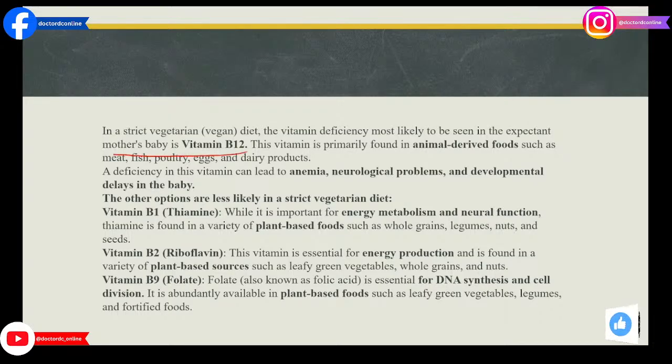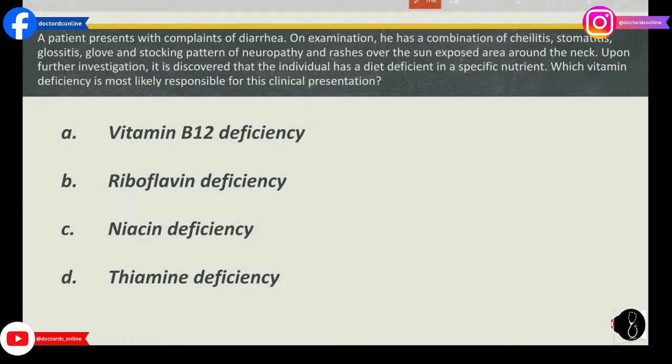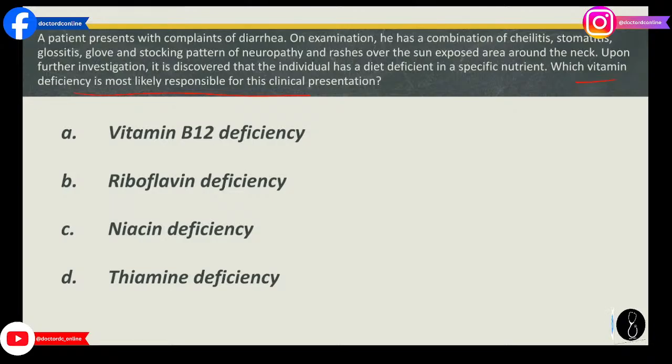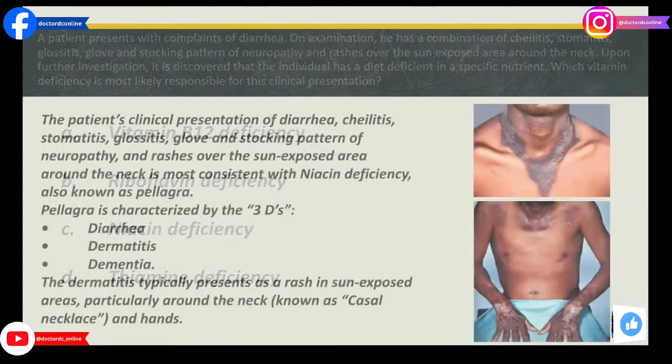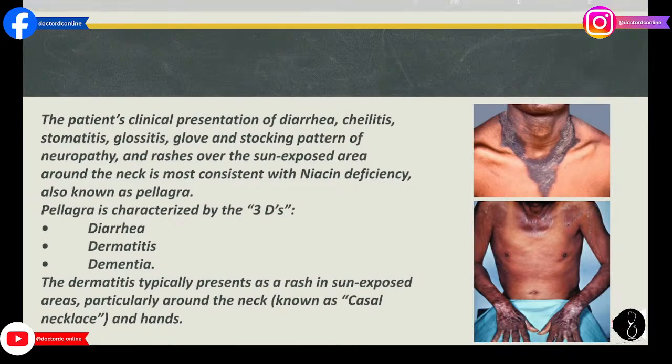In question 32, a patient with diarrhea, cheilitis, stomatitis, glossitis, glove and stocking neuropathy, and sun-exposed neck rash most likely has which deficiency? Option A, vitamin B12, option B, riboflavin, option C, niacin, or option D, thiamine. These symptoms are classic for pellagra caused by niacin deficiency. The correct answer is option C, niacin.